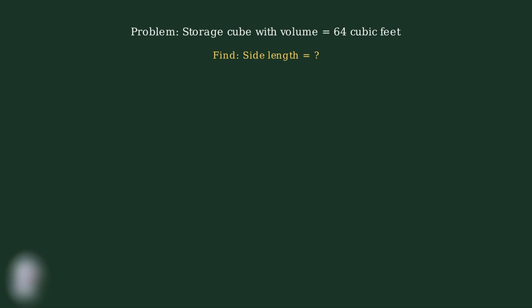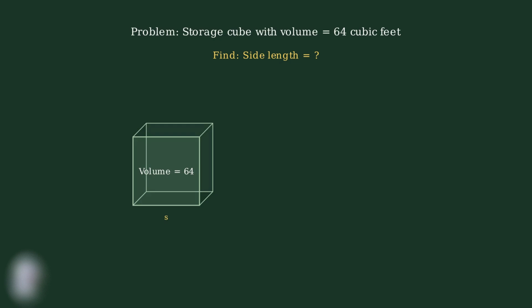Suppose you're ordering a storage cube for your garage. The manufacturer specifies that it has a volume of 64 cubic feet, but you need to know if it will fit through your doorway. For a cube, volume equals side length cubed. To find the side length from the volume, we need the cube root, which we can express as a fractional exponent with denominator 3. The equation becomes side length equals 64 to the power of 1/3. This fractional exponent represents the cube root operation. Excellent.